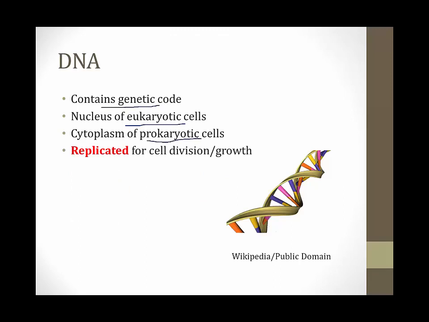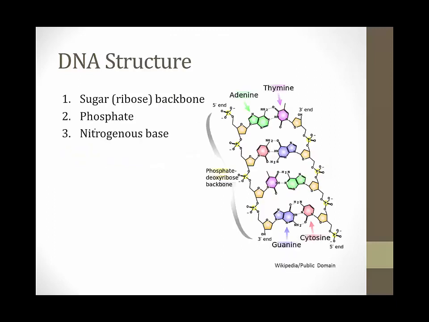And in order for a cell to divide, it needs to replicate or copy its DNA so that when the cell splits into two daughter cells, each cell can have a copy of the genetic code. I discussed DNA structure in detail in a video in the biochemistry section, but I'll just briefly review some key points here that are relevant to our discussion of DNA replication.